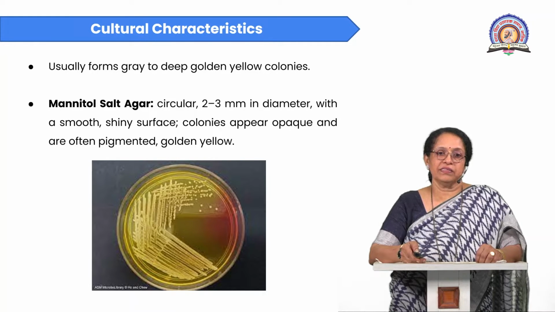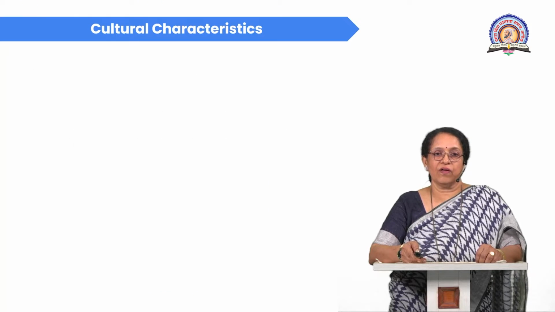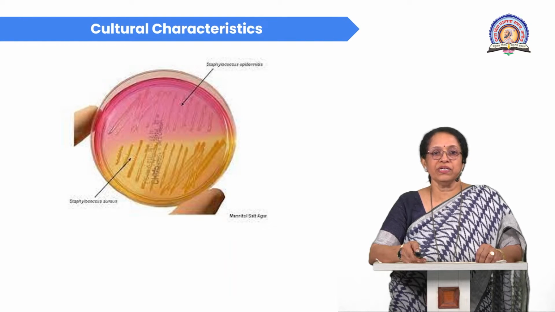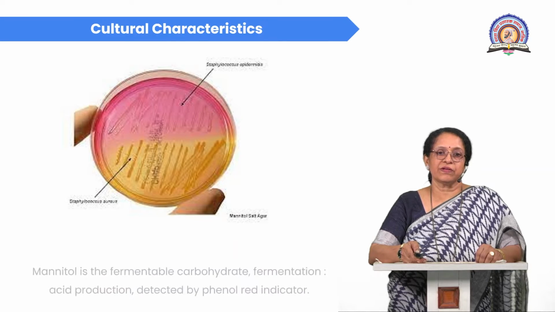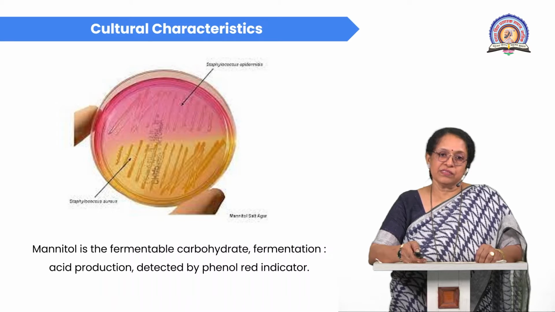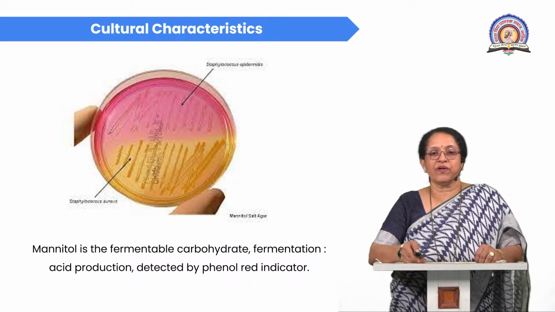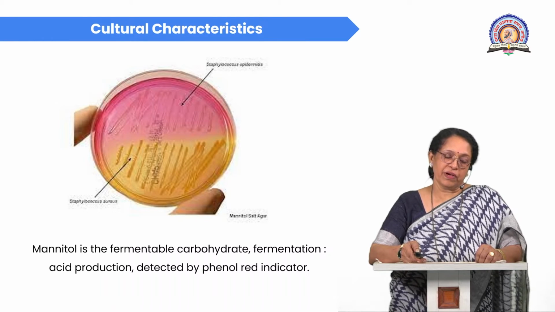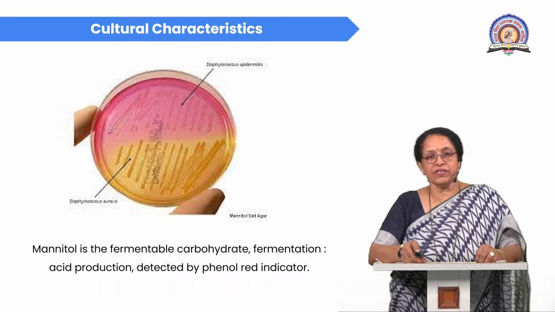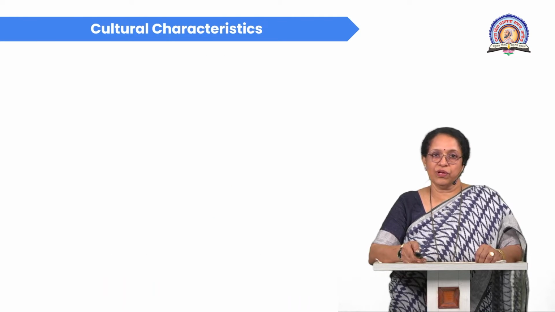This agar is reddish pink in color, and on this medium you can see golden yellow colored colonies. Staphylococcus epidermidis is unable to form such colonies, as it is considered non-pathogenic compared with Staphylococcus aureus. This organism utilizes mannitol as a source of carbon, a fermentable carbohydrate. There is acid production by the organism, because of which the phenol red indicator present in this mannitol agar changes its color from red to yellow.